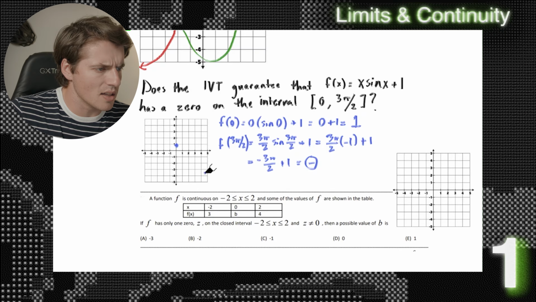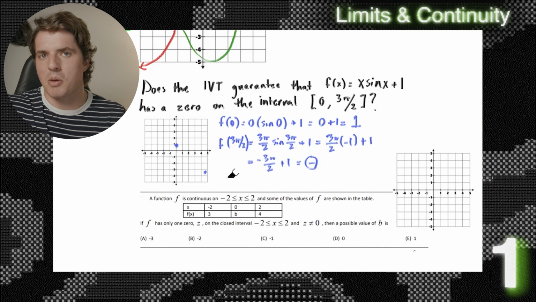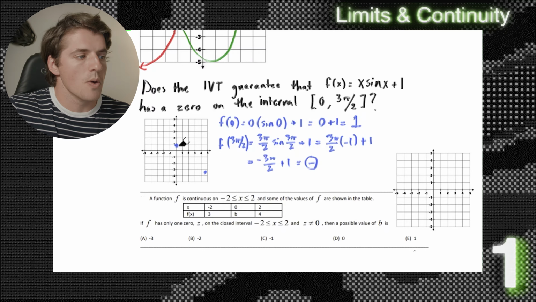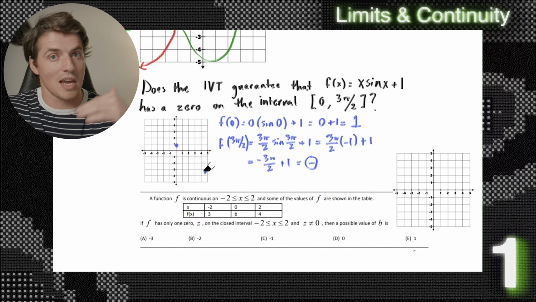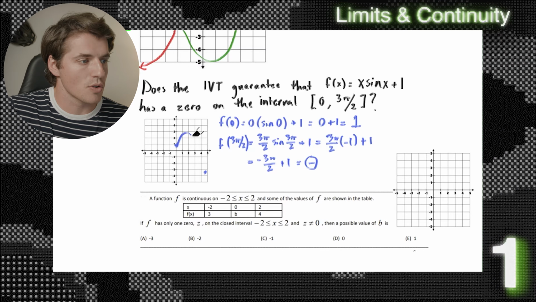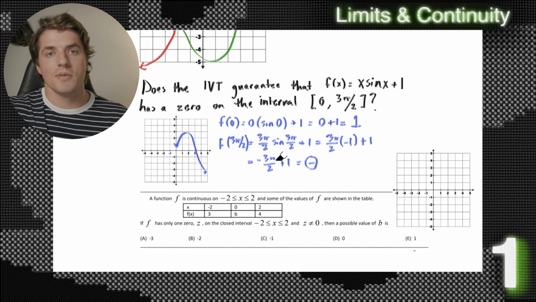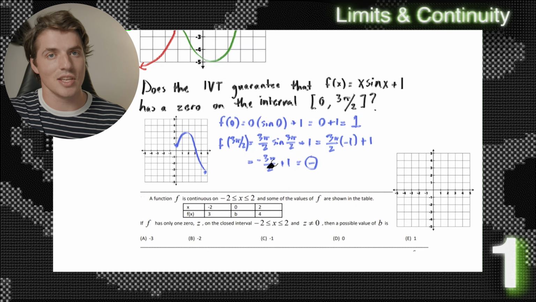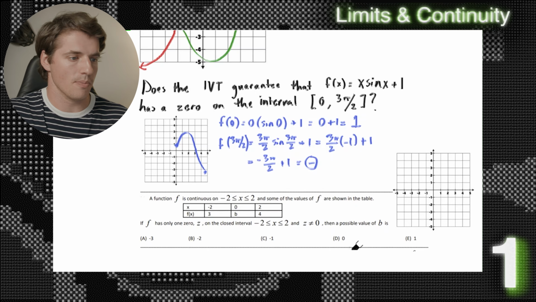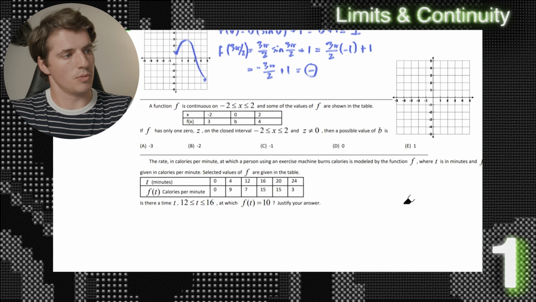That would be about where the point was. We don't know exactly how these 2 points are connected, but we do know that they're connected continuously. So it could look like that. We know that it's going to cross 0. So we're guaranteed a 0 by the intermediate value theorem. Let's move on to our next question, which might be a little more difficult.